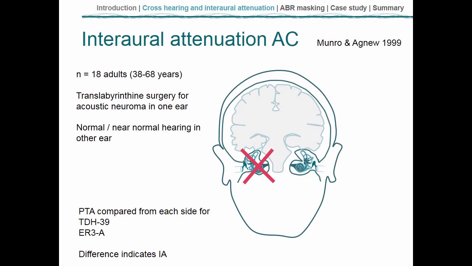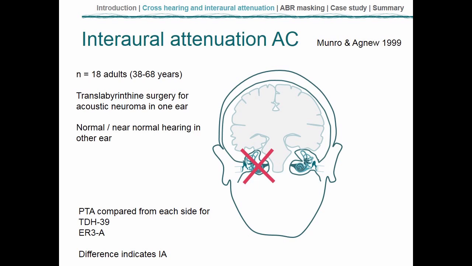This study is brilliant and ingenious in its simplicity, because what these authors did was they took 18 adults who had complete unilateral deafness, as you can see from the schematic here, complete deafness on one side. These were adults who had undergone translabyrinthine surgery for the removal of an acoustic neuroma.